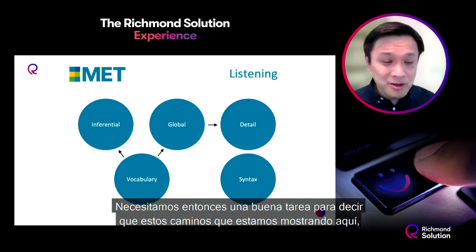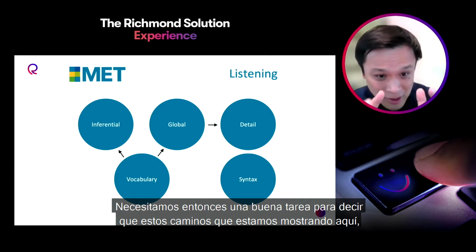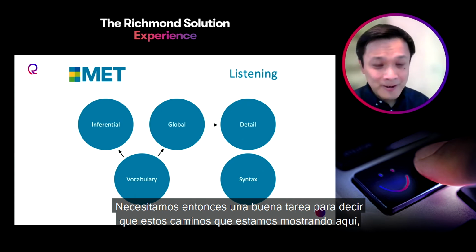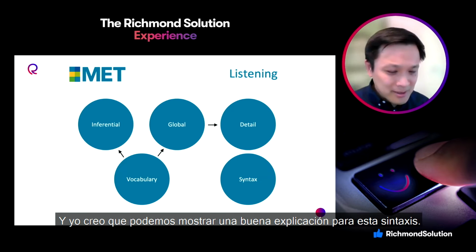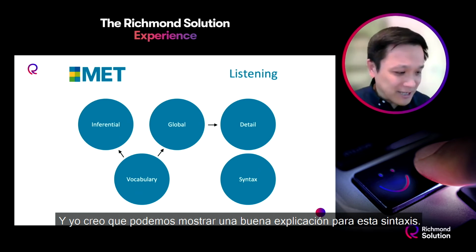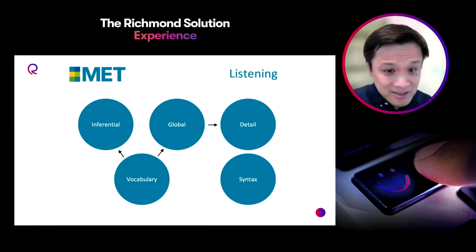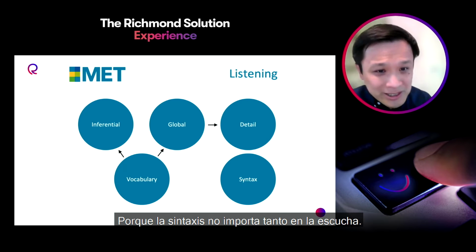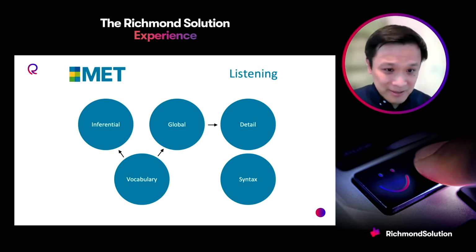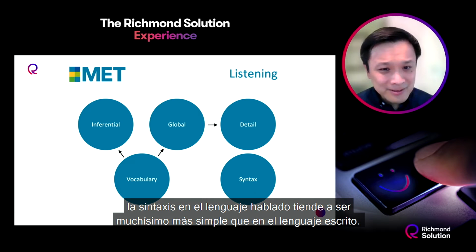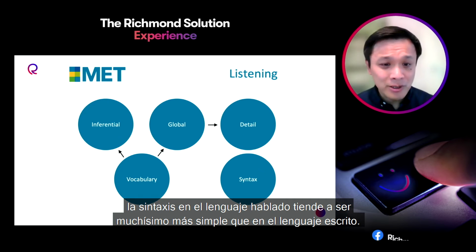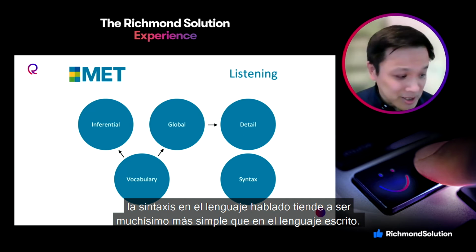We need a good theory so that we know that these pathways that we're showing here actually have a validity to them. And I think we can come up with a good explanation for why syntax does not really matter as much in listening. And I suppose it's because all of us kind of know that syntax in spoken language tends to be simpler than syntax in written language.